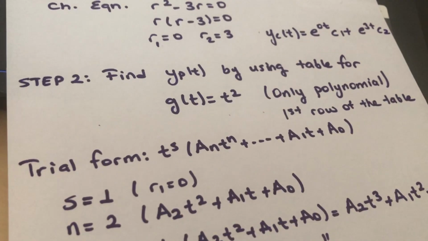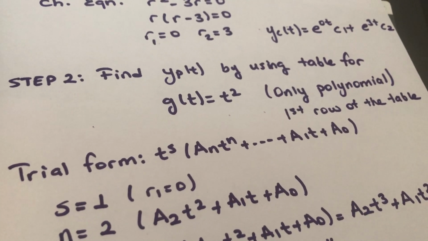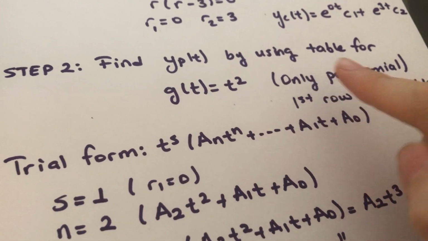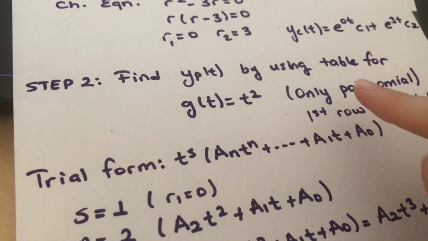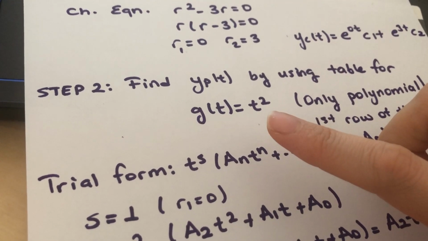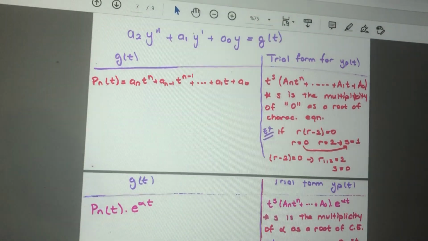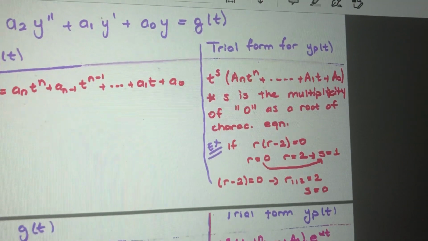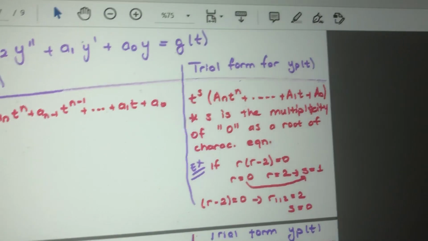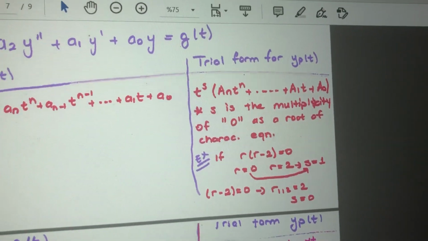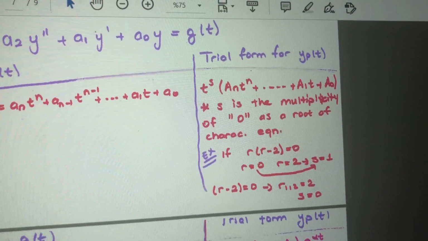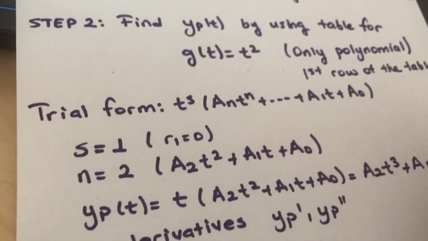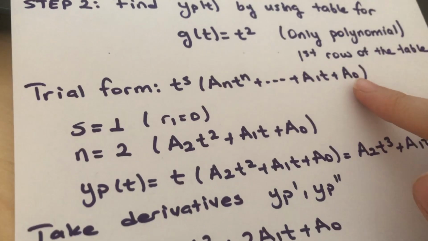So as a second step, we are finding the particular solution. And to find the particular solution, we are using the table. So look at the g(t). g(t) is just t squared, just a polynomial. So if you look at the table, for the first row, if g(t) is only a polynomial, the trial form is t to the s, times an nth order polynomial. And we said that in here s is the multiplicity of 0. So look at that. This is my trial form here. I already copied it from the table.